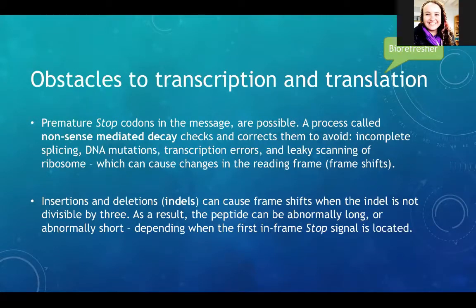There are several obstacles to transcription and translation in nature, and some of those will actually have some consequences on how the genome is organized when we're trying to assemble it artificially using our computers. And so some premature stop codons in the message are possible, and this is simply because the machinery is trying to check and correct all of these potential processes, and this actually can cause some changes in the reading frame. So beware of those frame shifts as well. Indels can give you headaches, and so make sure that the peptide is not abnormally long or short when you're looking into these sequences.